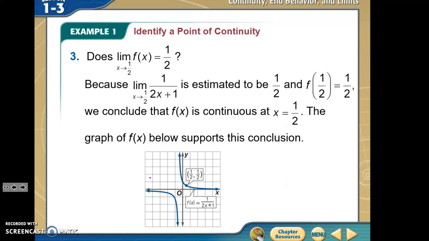So here they have the graph. At 1/2, it's a nice smooth curve. It's not discontinuous at that point. Now looking at this graph, is it discontinuous at other points? Yes, but at 1/2 it's continuous.